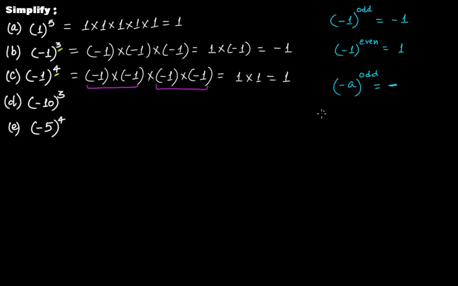Like if this is minus 4, if I raise it to the power of 3, now this is an odd number, so clearly put here minus sign and then simply multiply 4 3 times. So 4 into 4 is 16, into 4 is 64, right? It's true for any number.